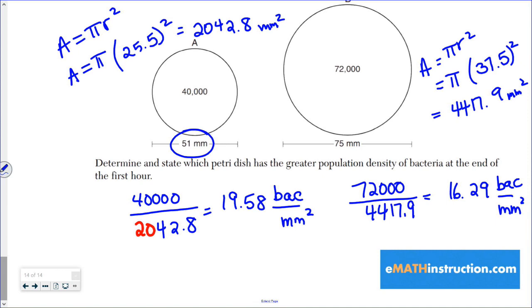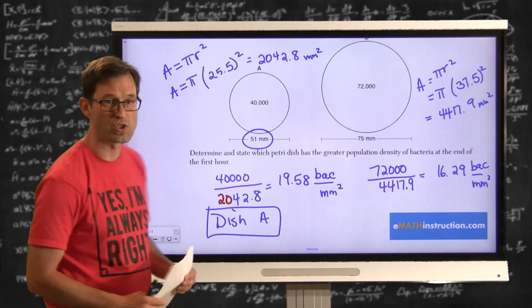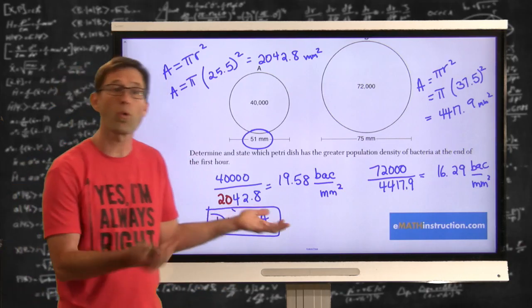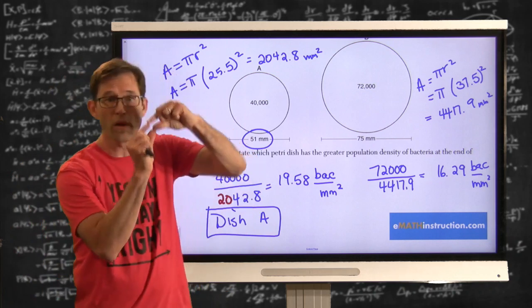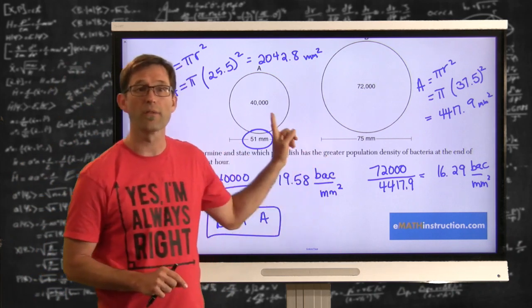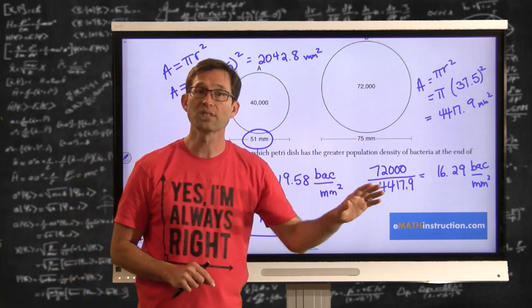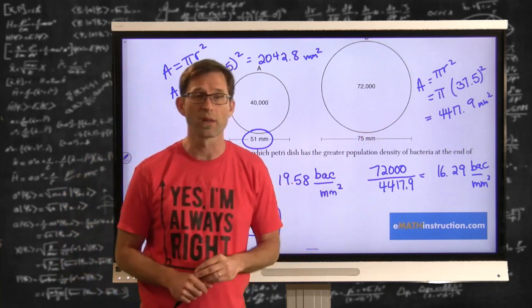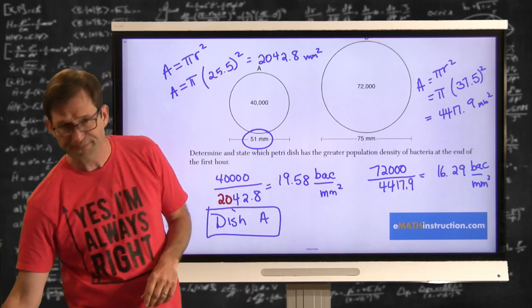And therefore, dish A has the higher bacteria concentration. And again, it just means the bacteria are more crowded. For every square millimeter, there are about 20 bacteria in the first Petri dish and about 16 in the second. It's actually fairly close when you really think about it.